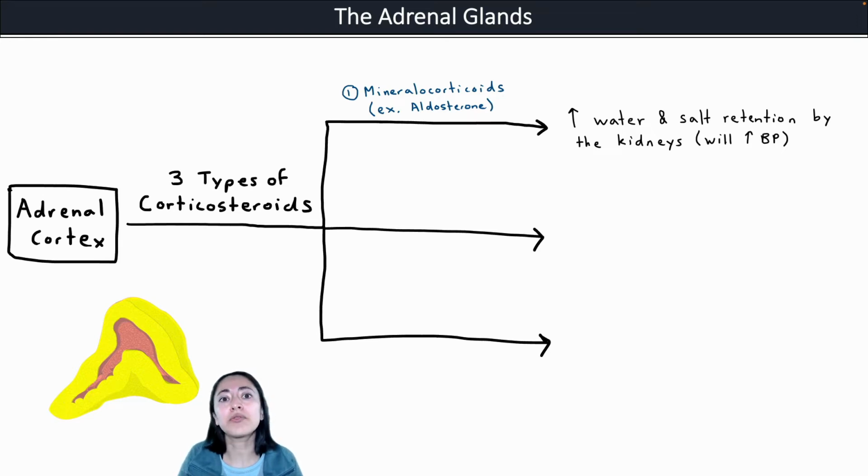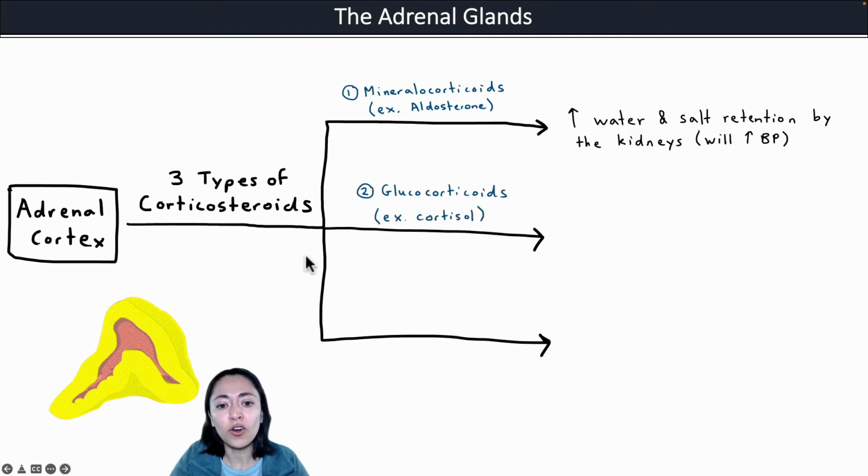This is going to increase the volume of your blood and therefore will increase your blood pressure. So this is one way that your body can regulate your blood pressure. That is by increasing water and salt retention. The second major corticosteroid produced by the adrenal cortex are called the glucocorticoids. An example of a glucocorticoid is cortisol. And I like to think of these as your stress hormones.